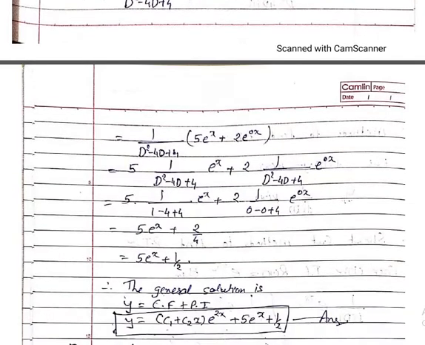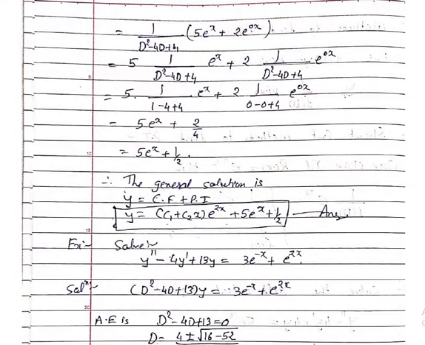Now applying the case, you have to replace D by a. So here you have a is equal to 1 and here you have a is equal to 0. So here D will be replaced by 1: 1 square is 1, minus 4 into 1 is minus 4, plus 4 as it is. Here D is replaced with 0, so 0 minus 0 plus 4. Simplifying this, that will give 5 e raised to x upon 1, and here you have 2 upon 4, e raised to 0 will be 1. So you have 5 e raised to x plus 1 by 2.